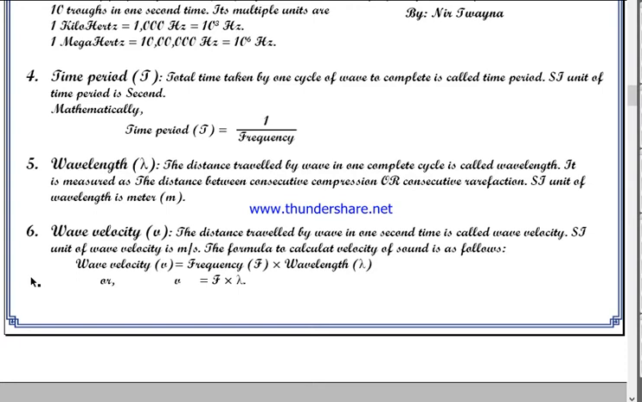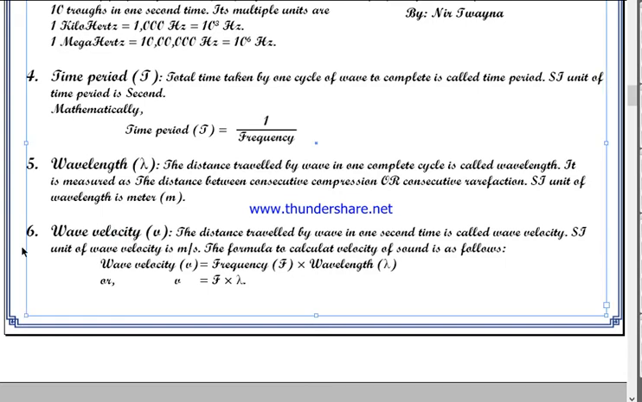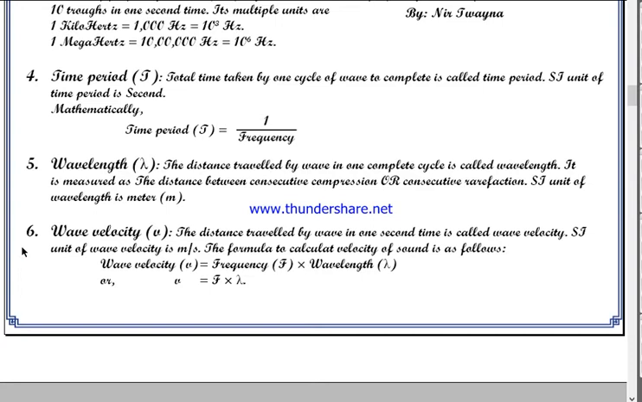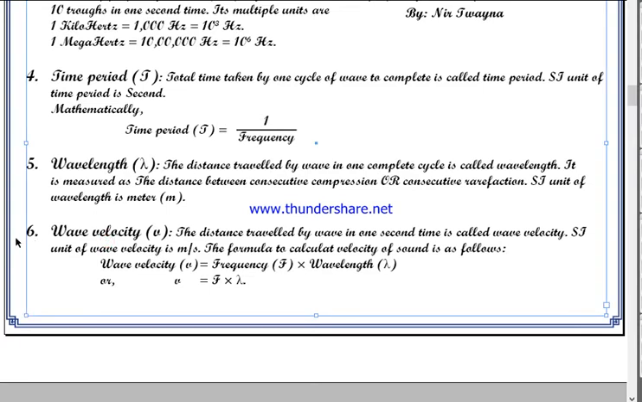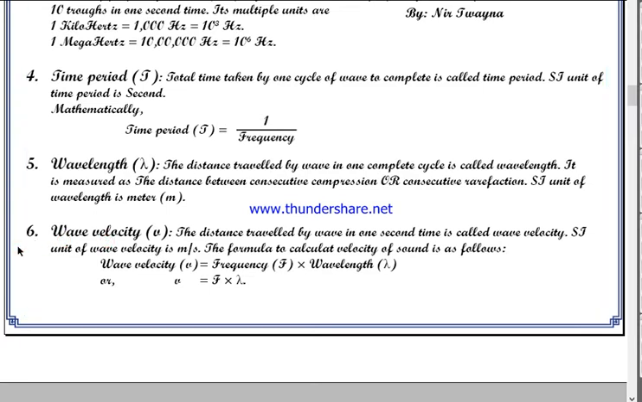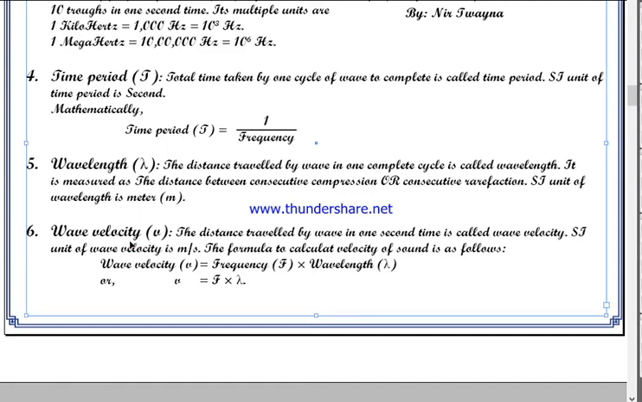Now, the next and last one is wave velocity. Velocity means speed, isn't it? The distance traveled by a wave in 1 second is known as wave velocity. Generally, velocity means the distance traveled by a moving object in 1 second. Wave velocity means the distance traveled by the wave in 1 second. Just like normal velocity, its SI unit is meter per second.